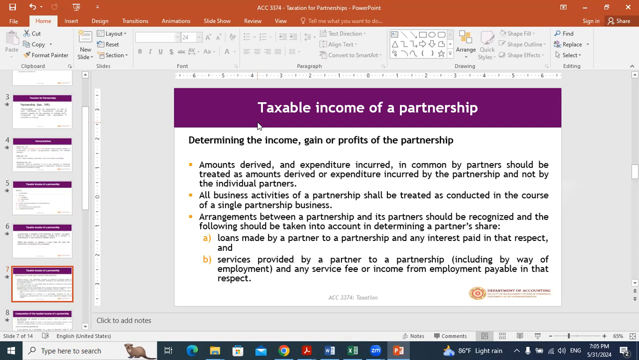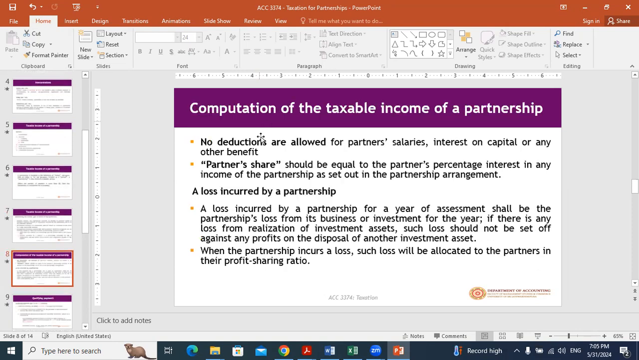The other one is services provided by a partner to a partnership, including by way of employment. Let's say Mr. A serves the partnership as an accountant. So services are provided by the partner to the partnership in the capacity of an accountant, or any service, and fee or income from employment is payable in that respect. Say Mr. A served as the accountant and he is paid a salary. So this has to be recognized and accounted for separately. We will be discussing this in detail.